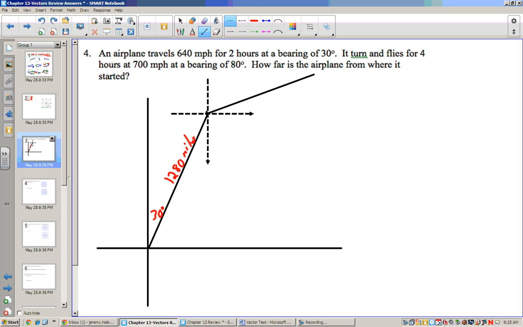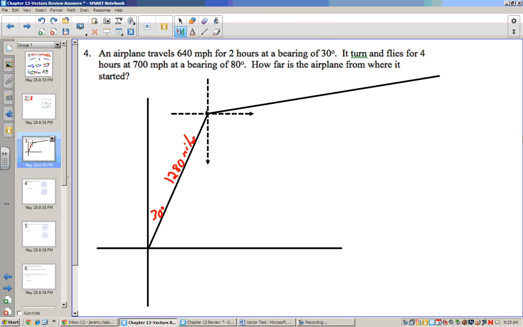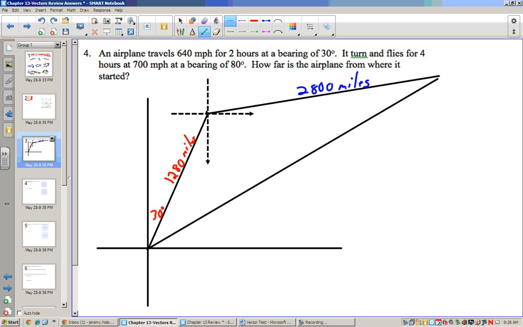So 80 degrees, this would be 90, so we need to cut off 10 degrees. So this is 80 degrees, and it's going to fly for 4 hours at 700. So I'll make this pretty big. That's 2,800 miles. And now I want to figure out how far it is from the beginning, this distance.